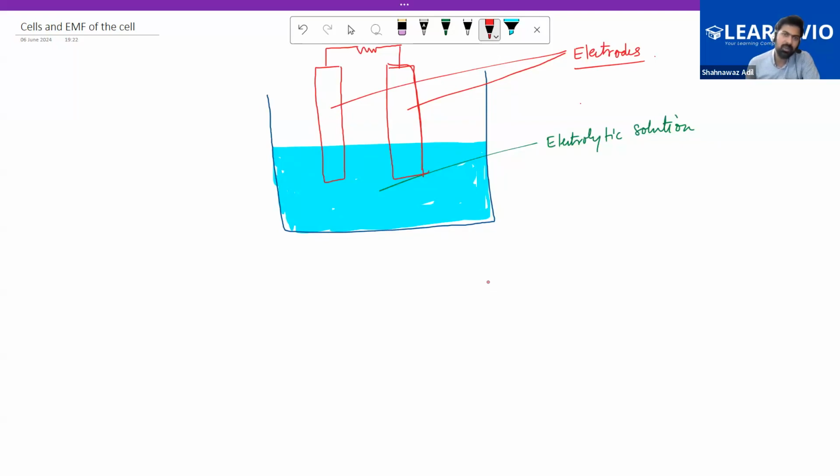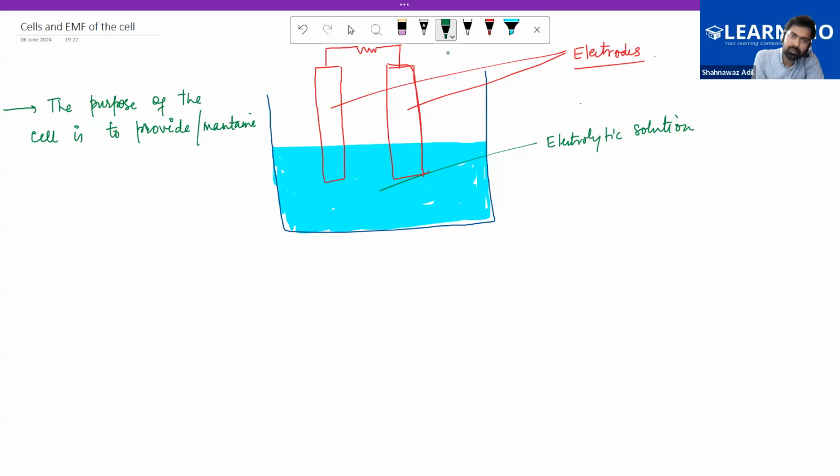And this is the basic structure of this cell, right? We are not going into detail, but we just get the idea that the purpose of the cell is to provide or maintain steady current in this circuit.